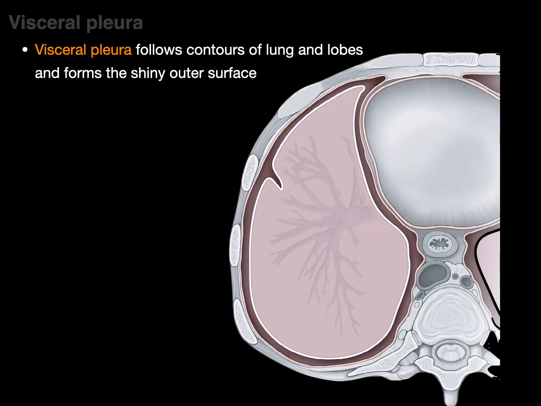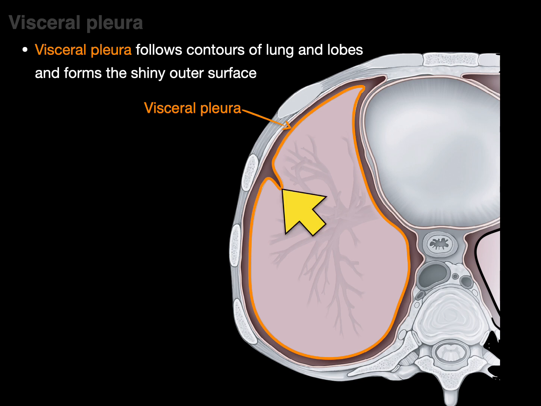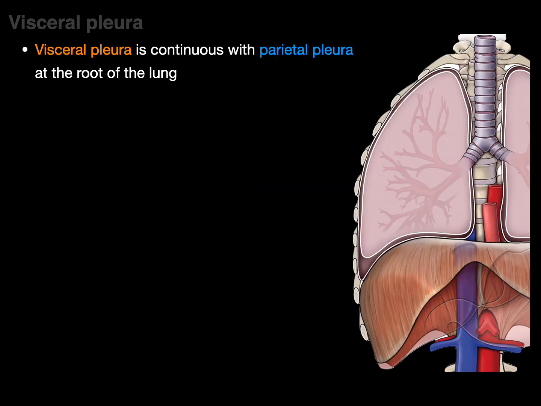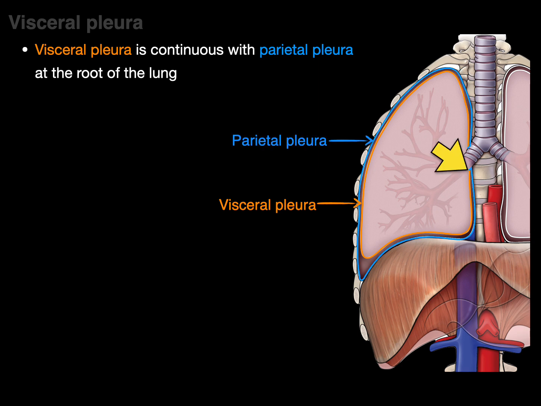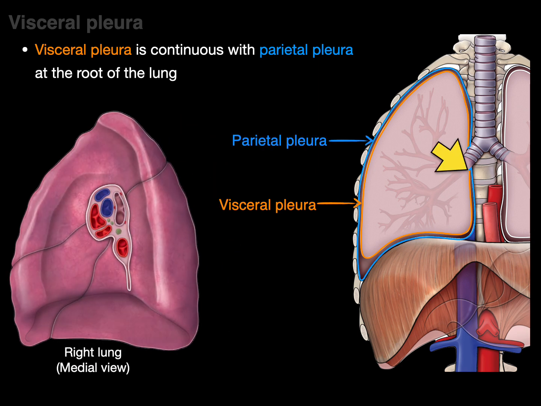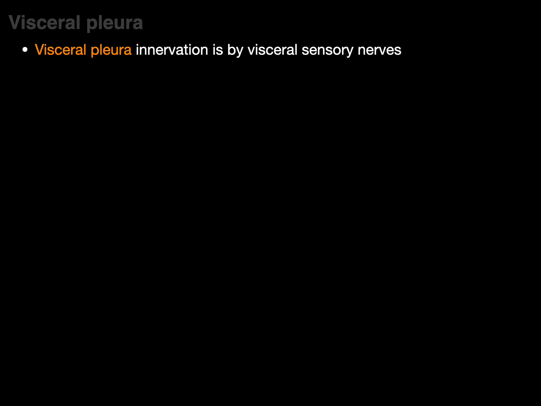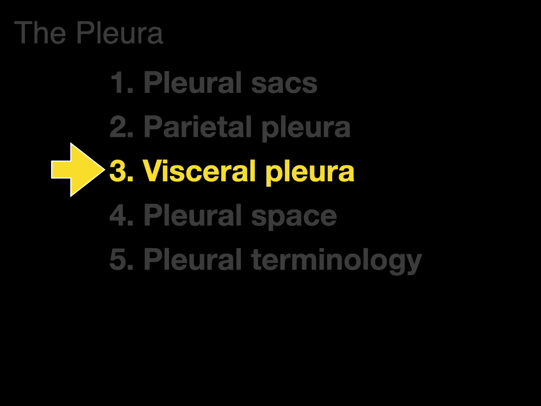Let's talk about visceral pleura. The visceral pleura follows the contours of the lung and lobes like that, and it forms this shiny outer surface. So the visceral pleura is continuous with the parietal pleura at the root of the lung. And that's why if you look at a medial view, you see the pulmonary ligament. That's showing where they're continuous. And the visceral pleura is innervated by visceral sensory nerves, which means they are insensitive to pain. That's why I'm not going to talk much about it.